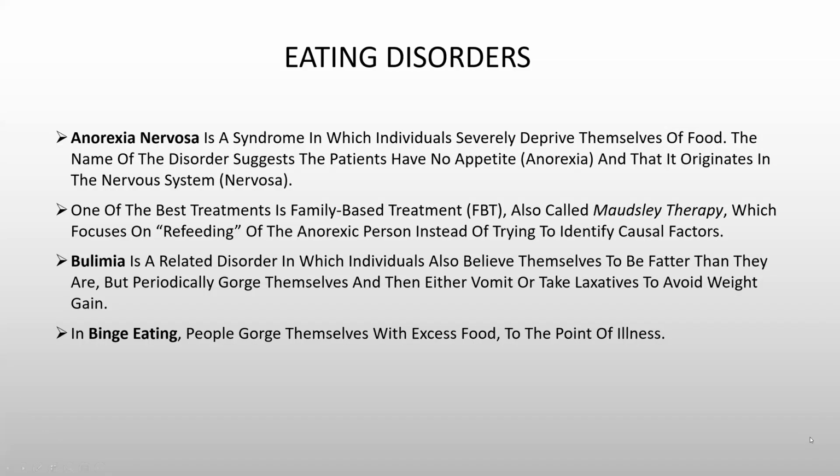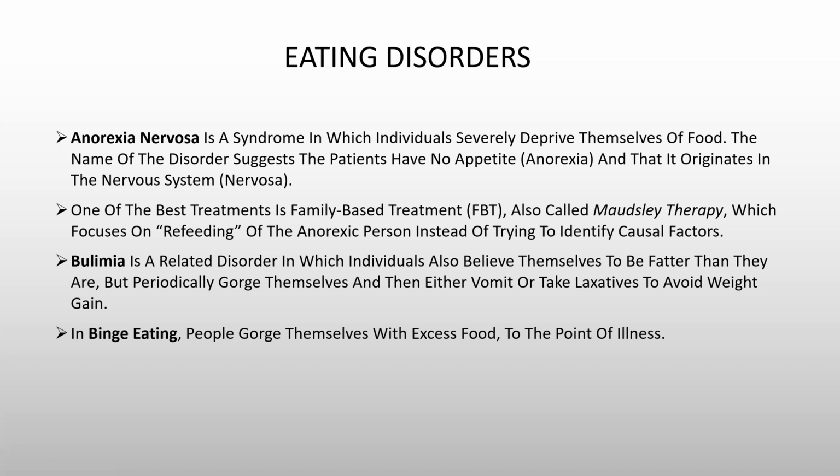Okay. And then finally, we end with just a couple eating disorders here. Anorexia nervosa is a syndrome in which individuals severely deprive themselves of food. The name of the disorder suggests the patients have no appetite. And that's the reason for anorexia, and that it originates in the nervous system. So that's the nervosa, anorexia nervosa.